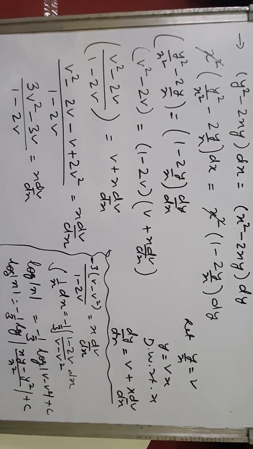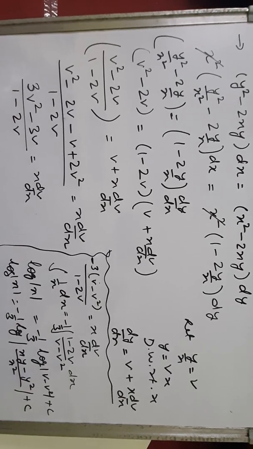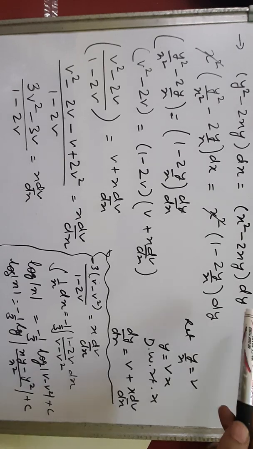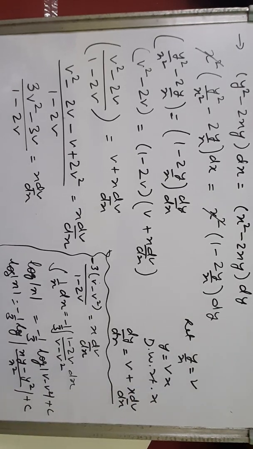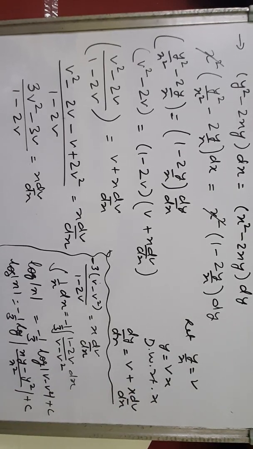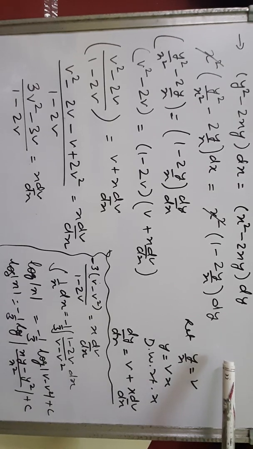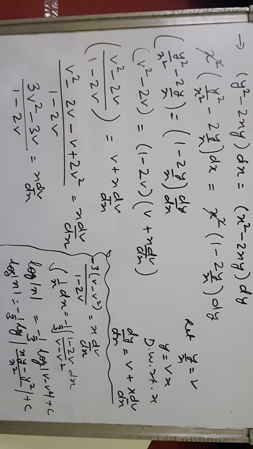Okay children, let's see another sum. Now in this sum it is given that (y² − 2xy) dx equals (x² − 2xy) dy, right? So we have to solve, this is a homogeneous function. We have to solve the homogeneous differential equation and find the solution, right?